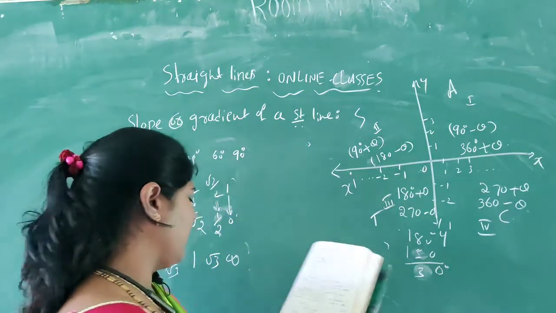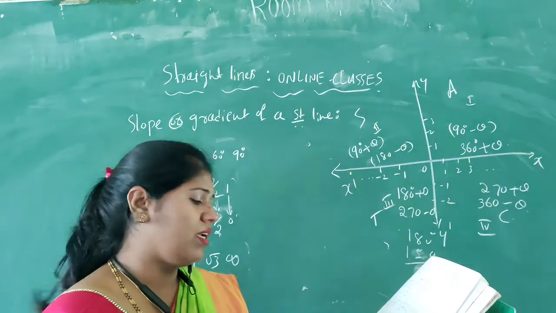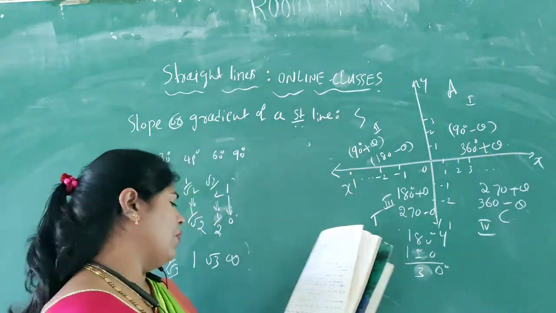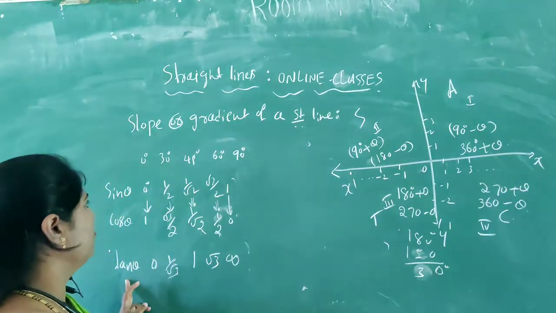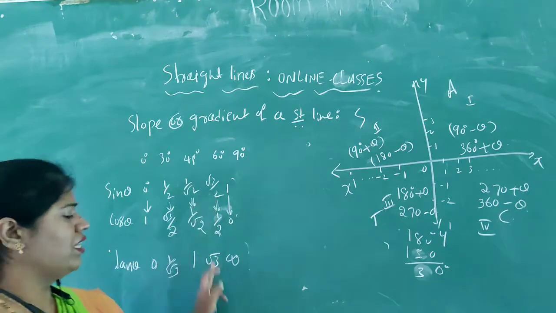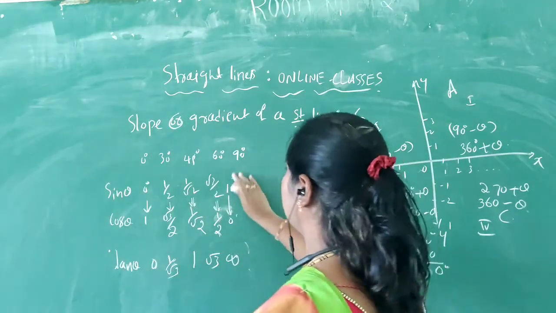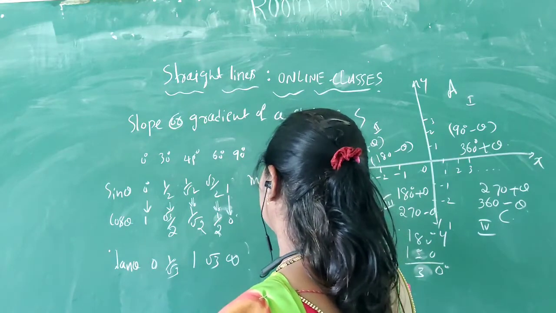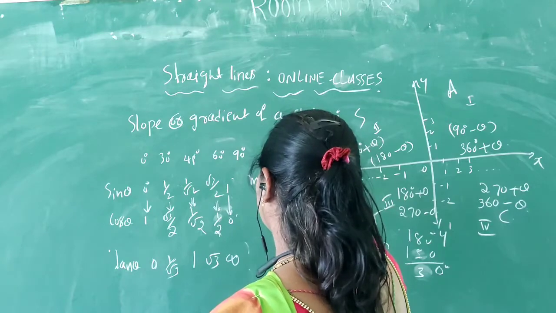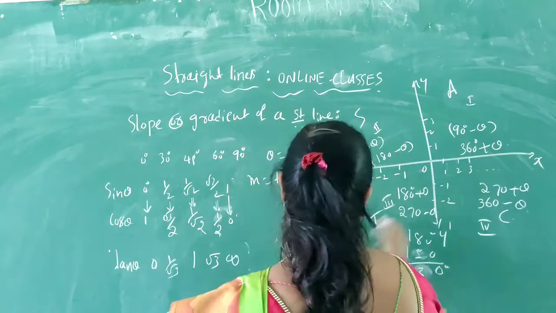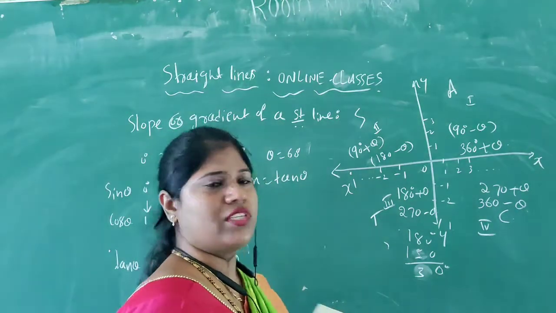So the next one we have done already. Find the slope of the line making an inclination of 60 degree with the positive direction of x-axis. Tan 60 degree is equal to root 3. The formula is m is equal to tan theta. They have given the value of 60 degree, so directly we can do this. There is no need for allied angles. This is the direct question.